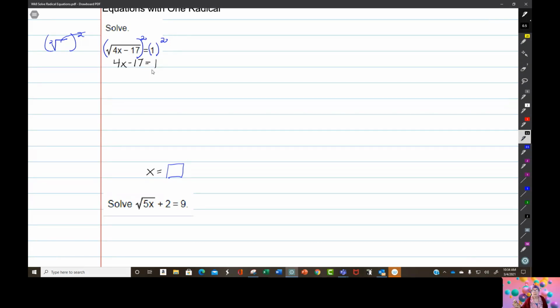Okay, now we're just going to solve the equation. I am going to add 17 to both sides of the equation. So I get 4x equals 18, and I divide by 4, and I divide by 4. My answer is not 18 over 4, because when you have a fraction answer, it has to be reduced. So let's see, that's going to be 9 over 2.